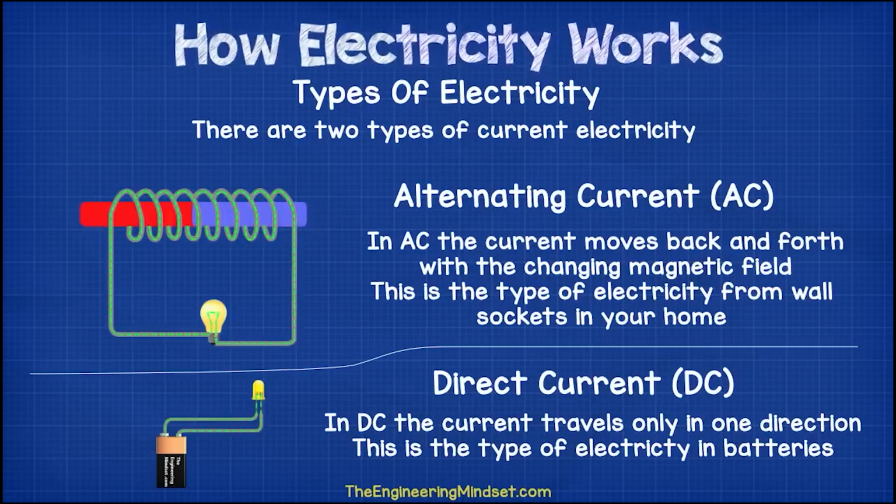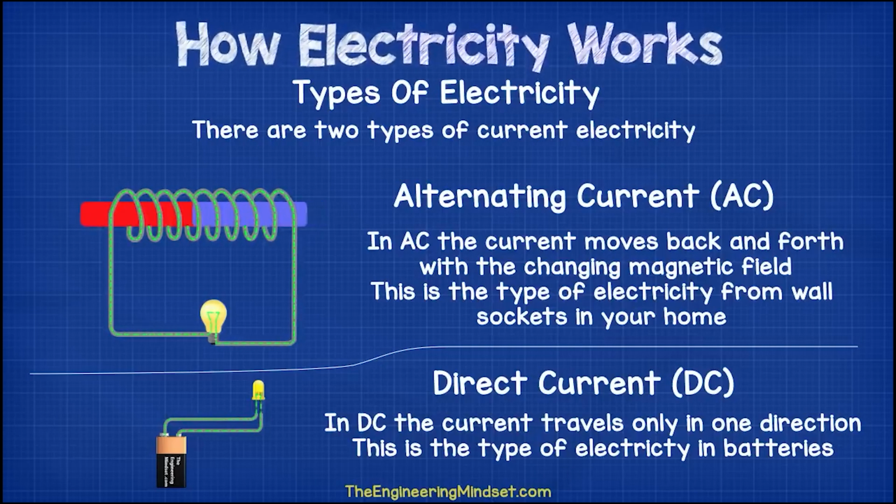Now on the other hand, we've got direct current or DC, and that simply means that the current flows directly in only one direction. It does not alternate. This is what's provided from batteries, and almost all your handheld devices are from this as well.